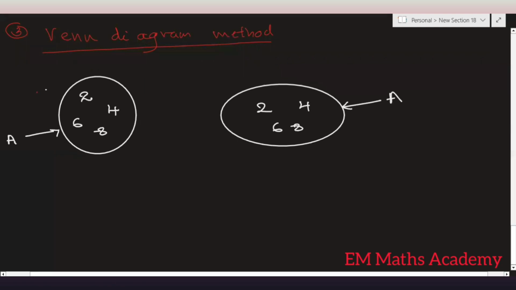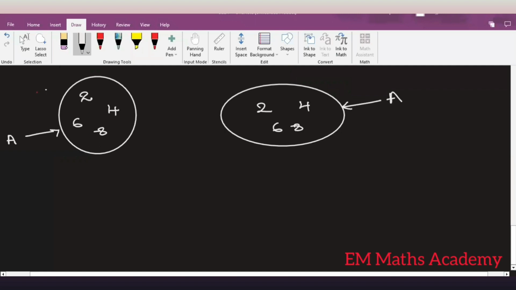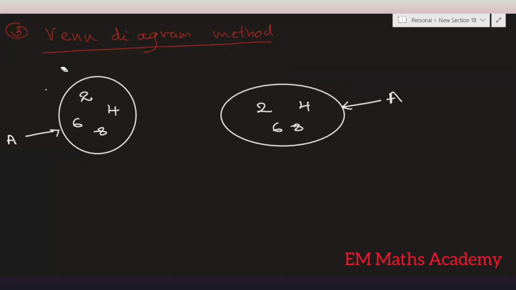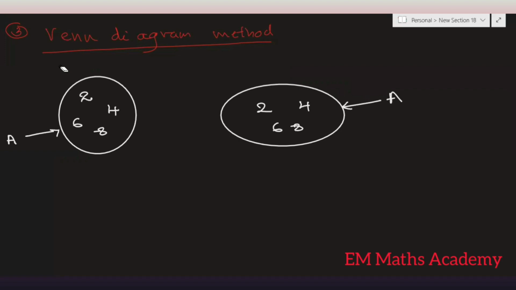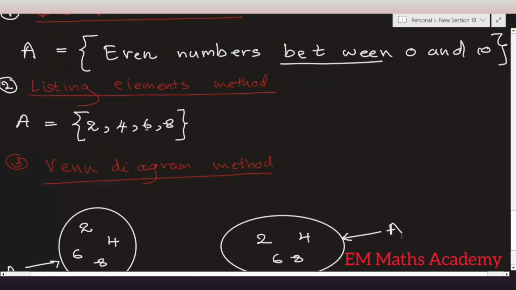And here, remember that we do not use commas. Remember this well and write it down. Here we write the elements randomly. We do not include the commas. But in the listing method, definitely you have to separate the elements using commas.